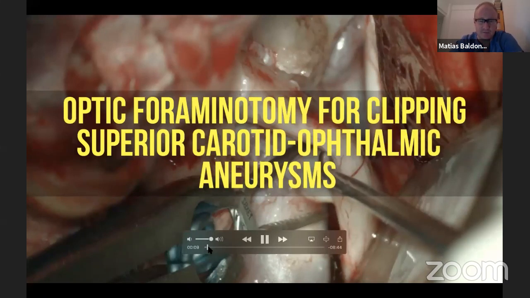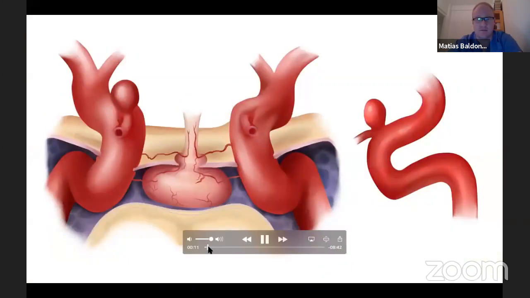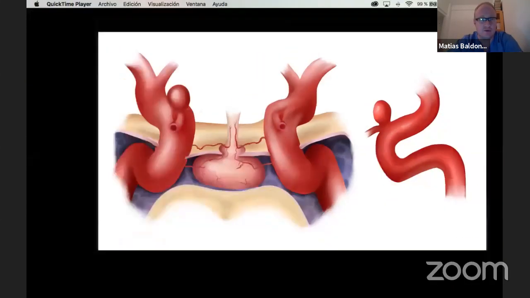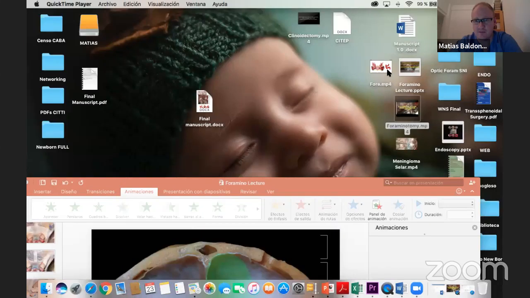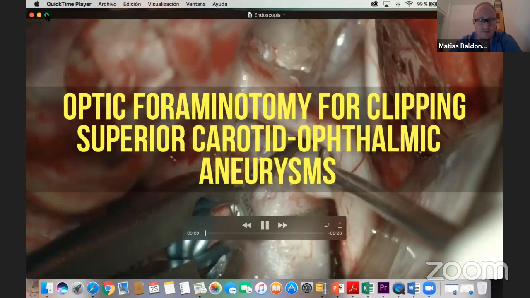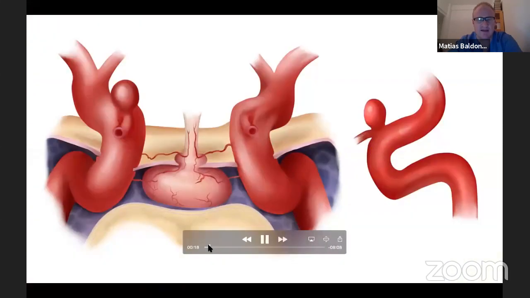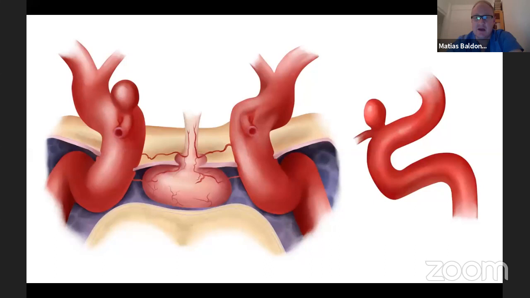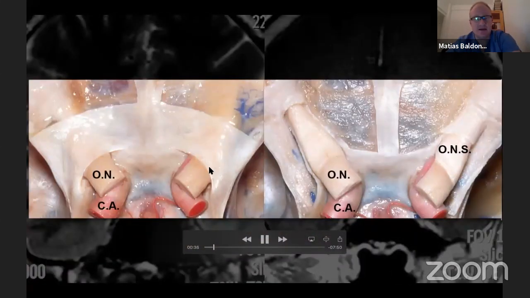aneurysms. These specially drawn original drawings of the segment of the internal carotid, as I said before, were made especially to describe these small aneurysms that can be clipped, at least by our team, without the need for removal of the clinoid process, only performing an optic foraminotomy.